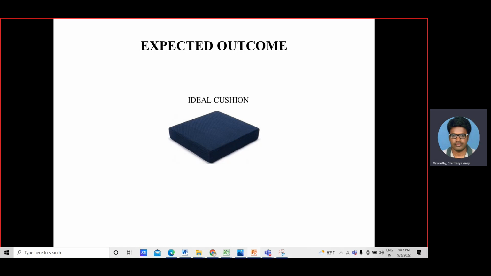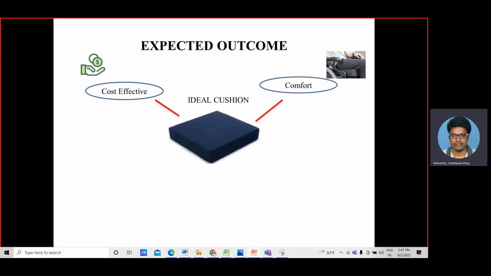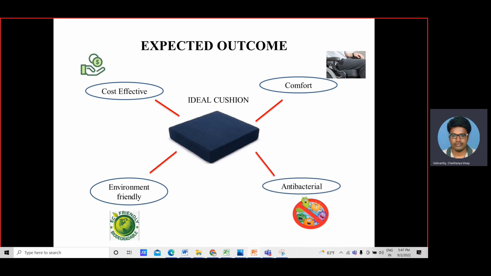For an ideal cushion, it should be cost effective, it should provide comfort, and it should be environmentally friendly and antibacterial. We have achieved antibacterial by adding silver nanoparticles, and it's an environmentally friendly foam by adding castor oil content, and it's cost effective. Instead of silver nanoparticles, we are planning to use other nanoparticles. And comfort, because auxeticity will improve comfort by enabling good stress distribution compared to normal foams.